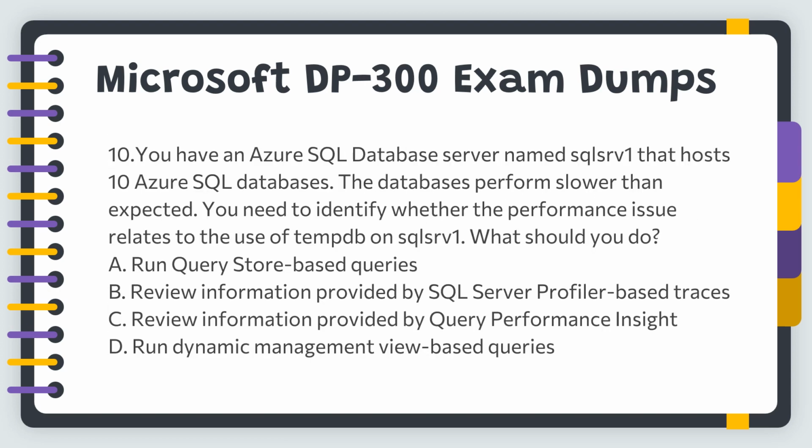10. You have an Azure SQL Database server named SQL SRv1 that hosts 10 Azure SQL databases. The databases perform slower than expected. You need to identify whether the performance issue relates to the use of tempdb on SQL SRv1. What should you do? A. Run query store-based queries. B. Review information provided by SQL Server Profiler-based traces. C. Review information provided by Query Performance Insight. D. Run dynamic management view-based queries.